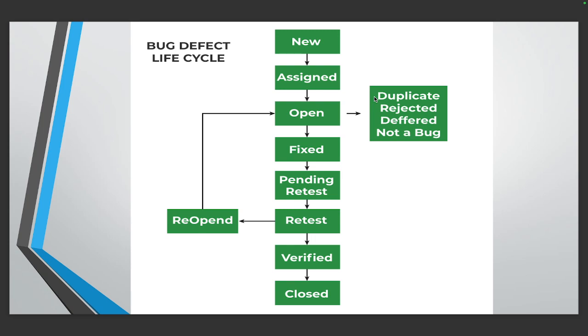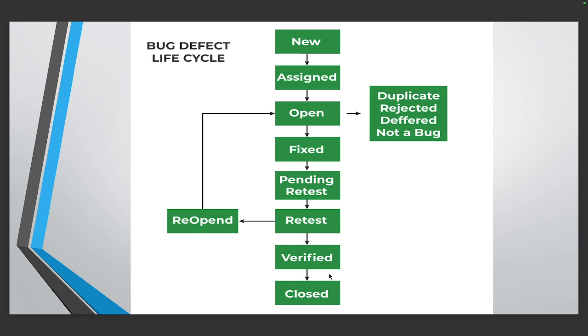The first state we have is new, then assigned, open, fixed, pending retest, and retest, and we can reopen it again. The open state can also lead to duplicate, rejected, deferred, or not a bug. Then we go through verified and closed.